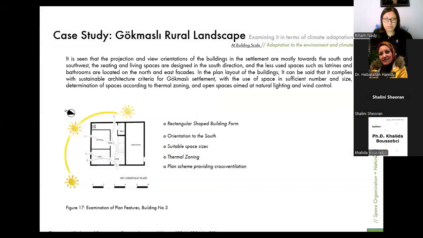In the plan layout of the buildings, it can be said that it complies with sustainable architecture criteria for Gökmaslı settlements, with the use of space in sufficient number and size, determination of spaces according to thermal zoning, and open spaces aimed at natural lighting and wind control.